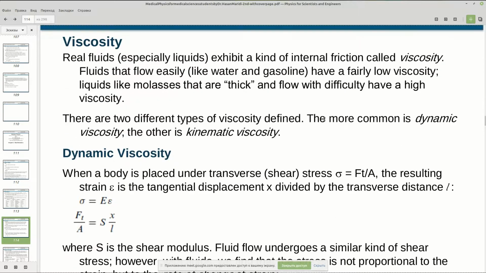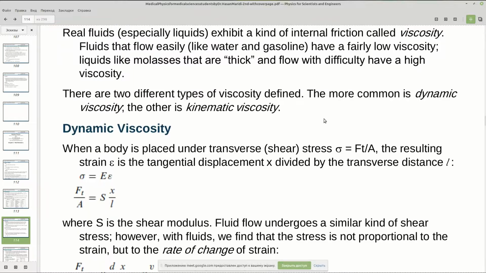Viscosity. Real fluids, especially liquids, exhibit a kind of internal friction called viscosity. Fluids that flow easily, like water and gasoline, have a fairly low viscosity. Liquids like molasses that are thick and flow with difficulty have a high viscosity. There are two different types of viscosity defined. The more common is dynamic viscosity. The other is kinematic viscosity.